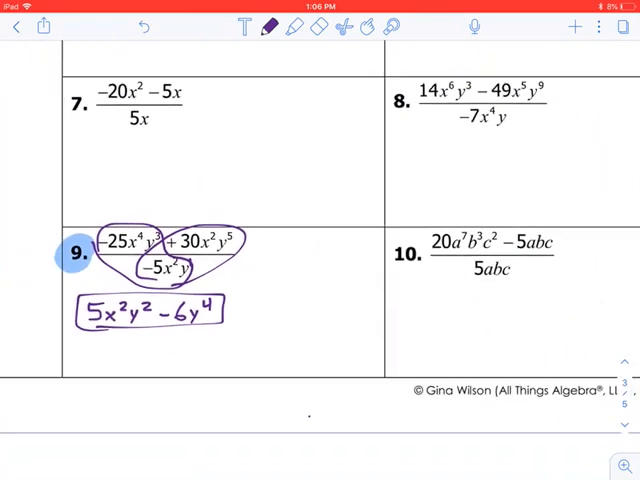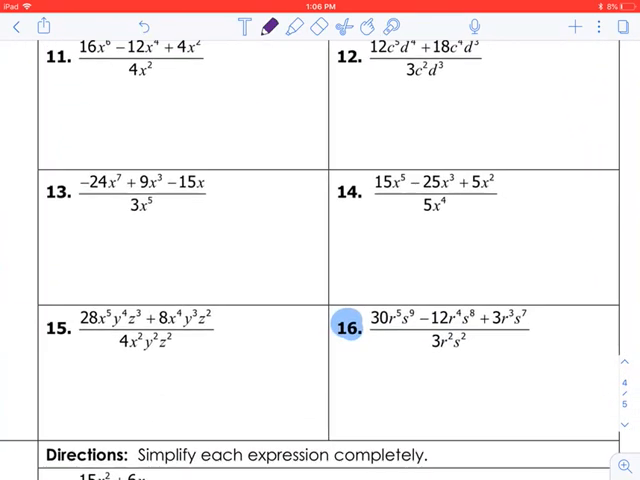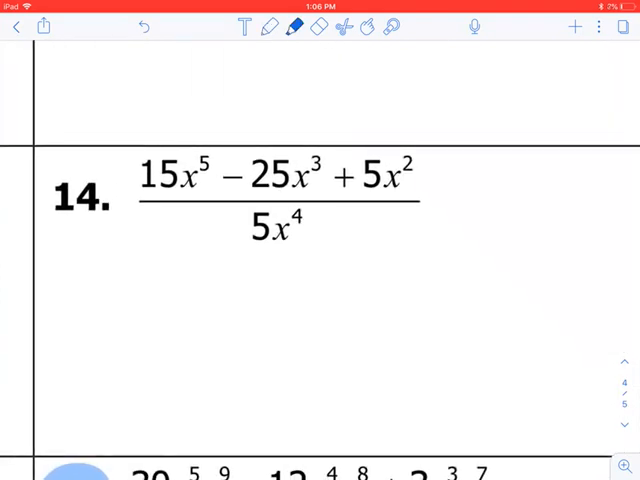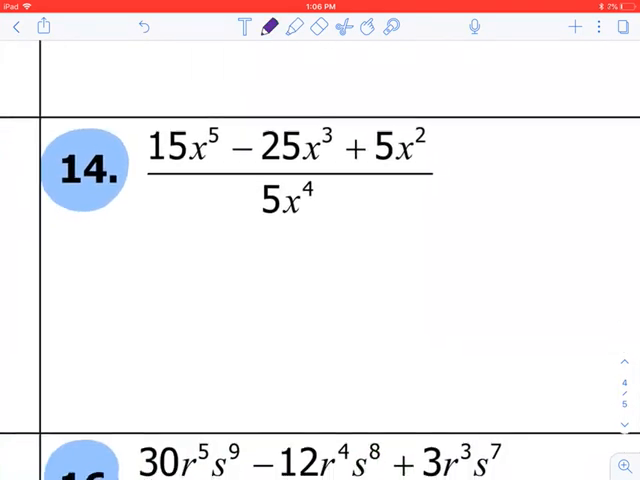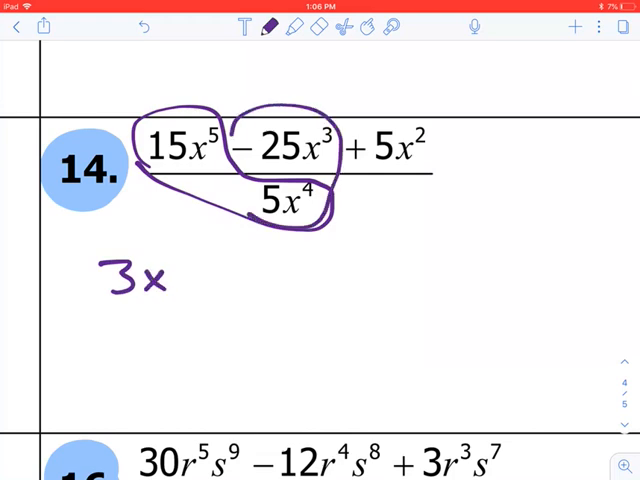So let's go to the back side here and take a look at number 14, and then we'll look at 16. So number 14, I've got 15 divided by 5 is 3. 5 minus 4 is 1, so 1 x left. Here I've got negative 25 divided by 5 is negative 5. And then there's actually 1 left, but it's on the bottom. So if you've got an x left on the bottom, it needs to stay on the bottom. So x to the first is left on the bottom.